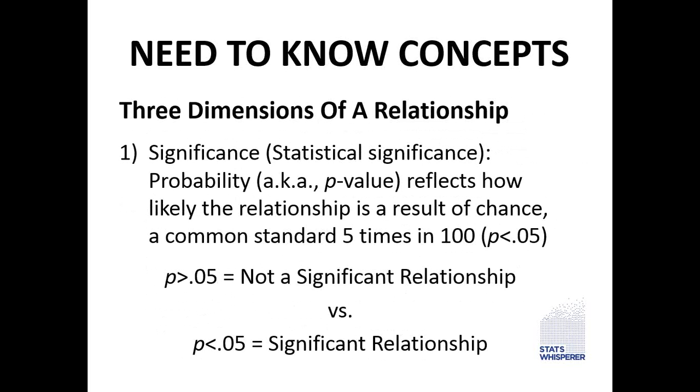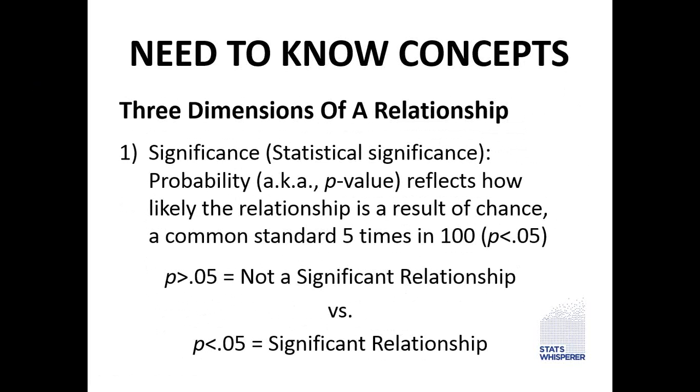So the first one, significance, or as we call it, statistical significance, is a level of probability that reflects how likely the relationship is a result of chance. The common standard is 5 times out of 100, and then less than symbol, less than 0.05. So it's considered statistically significant if the p-value is less than 0.05. Categorically, if the p is greater than 0.05, it's not a statistically significant relationship, versus if the p is less than 0.05, then it is.